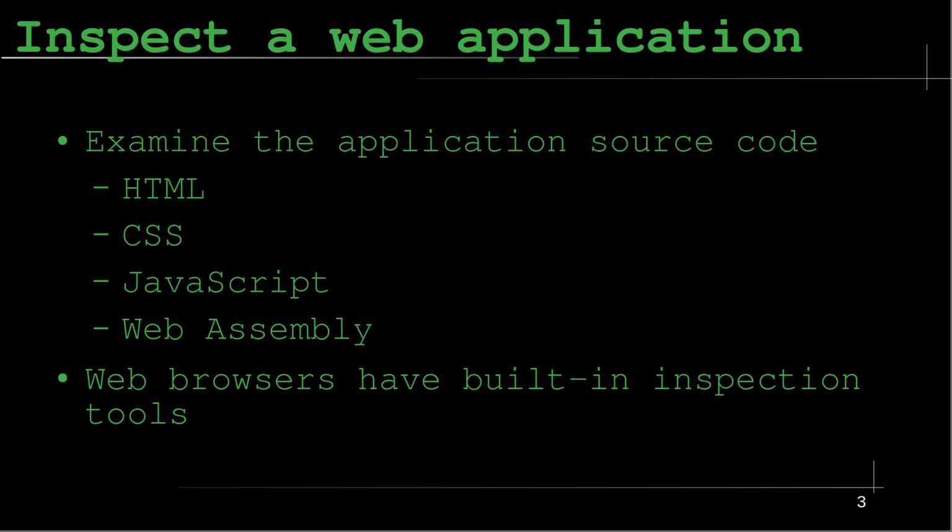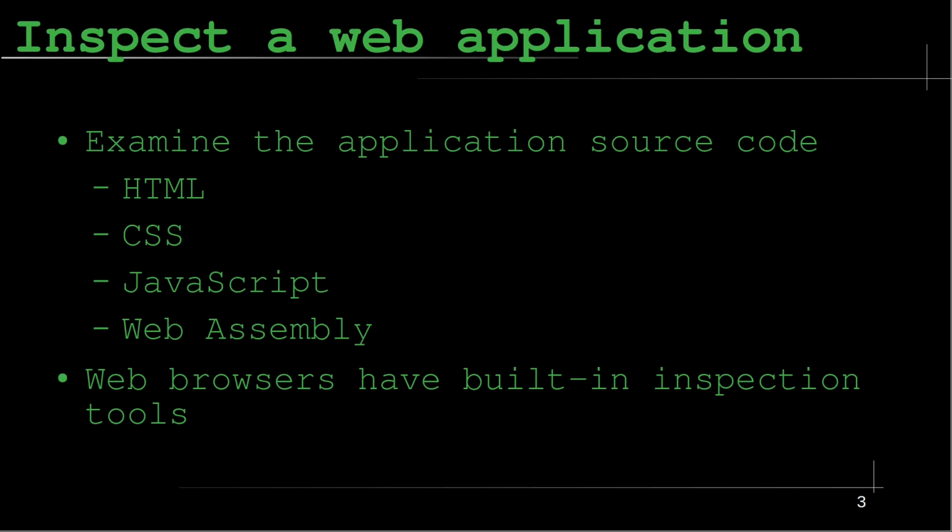CSS, or cascading style sheets. CSS is used to describe the presentation of a document written in HTML. CSS controls, for example, layout, colors, and fonts. JavaScript. JavaScript makes a web application interactive. When the user, for example, clicks a button in the application, a JavaScript function is triggered and changes what is displayed on the screen. WebAssembly. WebAssembly is a low-level binary format that allows near-native performance for web applications written in various languages.